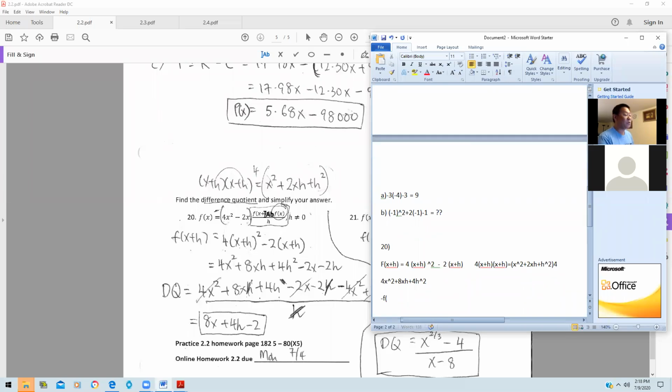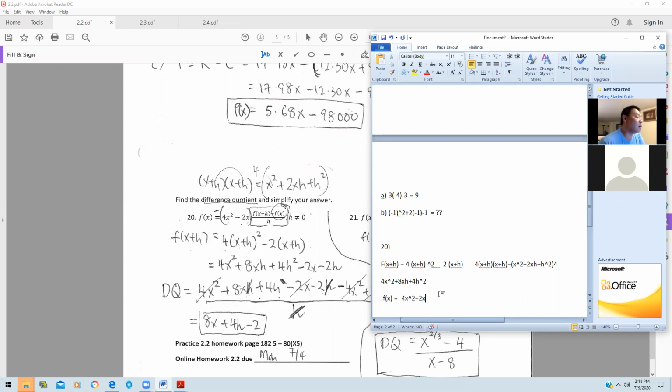Next, you have to do the negative f of x. What's the meaning of negative f of x is you take this f of x and you negate. And what's the meaning of the negation? Means change all your sign. So the 4x squared is a positive 4x squared. It becomes negative 4x squared. The negative 2x will become a positive 2x.